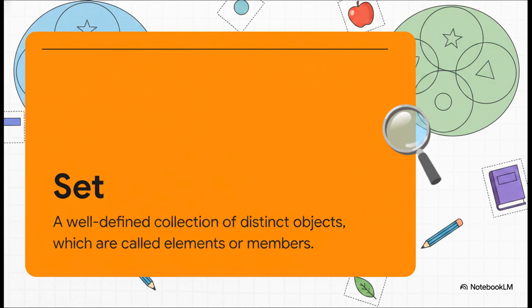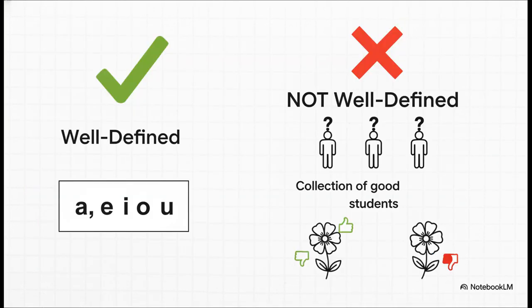Now, there are two really important words here, distinct and well-defined. Distinct is easy. It just means no repeats. But what in the world does well-defined mean? This is so important. Well-defined just means there's zero ambiguity. We have to know for sure if something belongs in the set or not. Take the collection of vowels. That's a set. Why? Because we can all agree on what A, E, I, O, and U are.